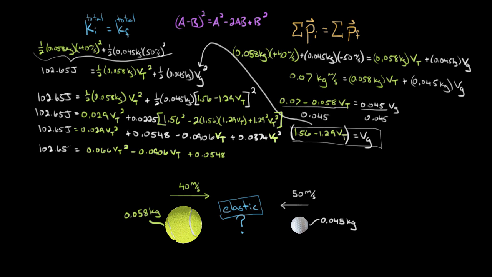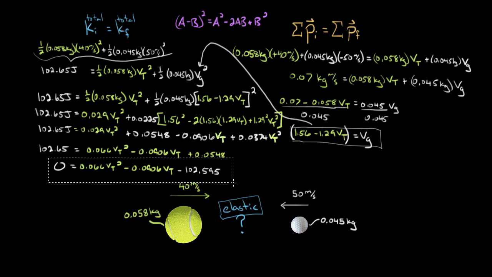If we subtract this 102.65 from both sides, we'll have 0 equals this whole quantity again, and then 0.0548 minus 102.65 is going to be negative 102.595. And what this is right here is a quadratic equation. And you can't solve this by just trying to isolate VT on one side. It's never going to work that way. You've got to use the quadratic formula.